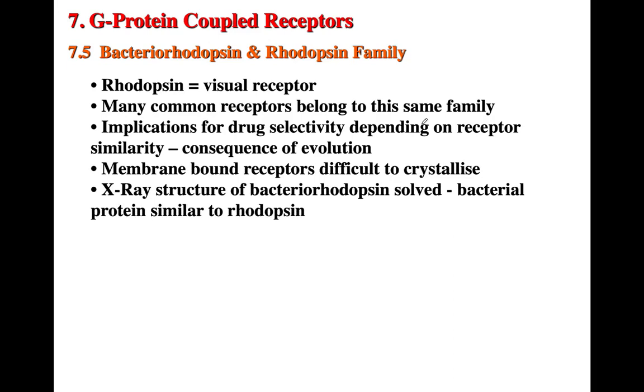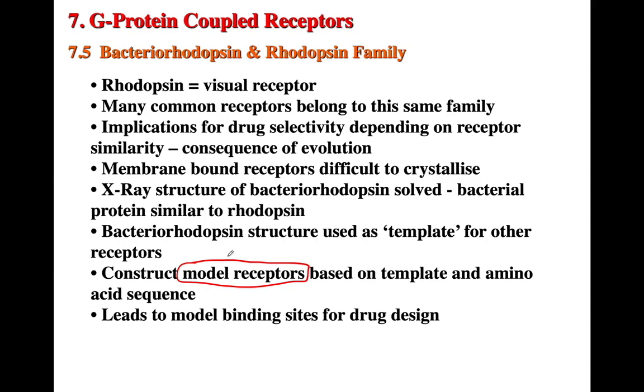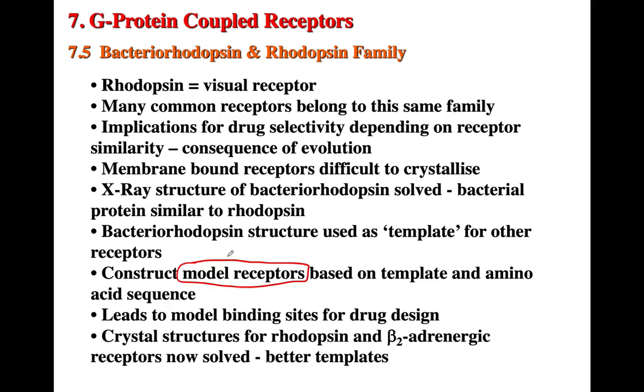Those G protein coupled receptors were actually difficult to crystallize. However, bacterial rhodopsin, which is basically rhodopsin from a bacteria, was used as a template to solve the structure of those receptors. So a lot of models were based on the template of amino acids from the bacterial rhodopsin. This allows us to have a certain understanding of the binding site so that we can design drugs to either inhibit or activate those binding sites. Okay.